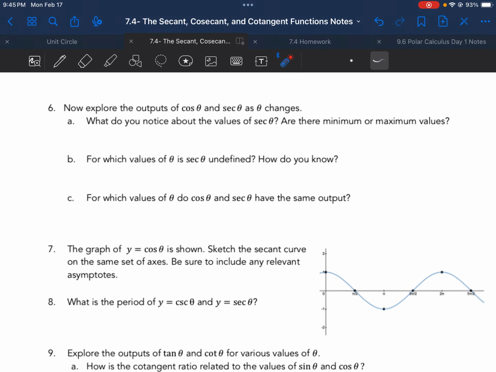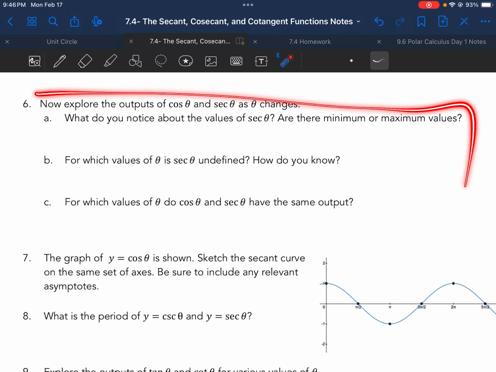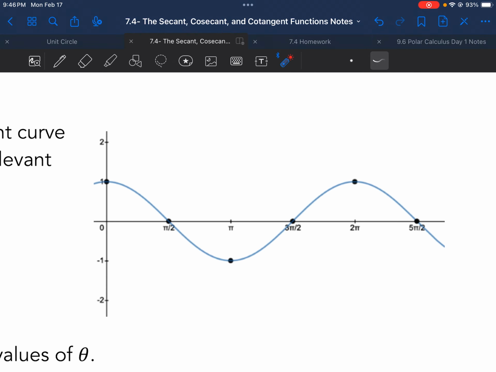Now let's look at the relationship between cosine of theta and secant of theta, the second reciprocal pair. Very similarly, I'm going to come back to number 6 after we actually look at a graph of it. This is the graph of the parent function y equals cosine of theta. We're going to do the exact same thing. I'm going to start by drawing in the midline. Everywhere that cosine of theta hits the midline, we're going to turn into vertical asymptotes.